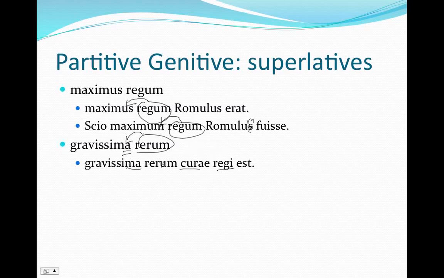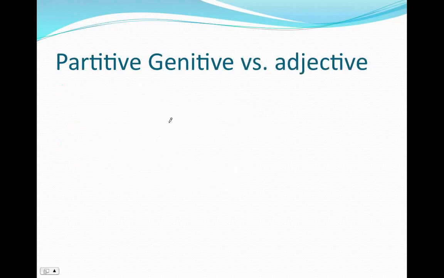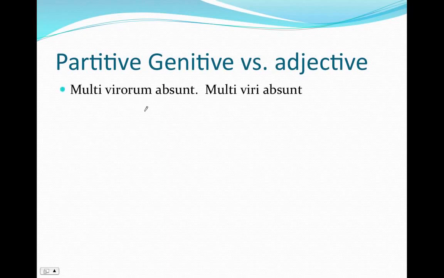Gravissima, being nominative here, is the subject, and rerum is the partitive, so the weightiest of matters. Or, again, we don't need to use the nominative. It can be in any case. Negligo, I neglect the weightiest, accusative, of matters. What won't change in all of these is that the partitive genitive will always be genitive.